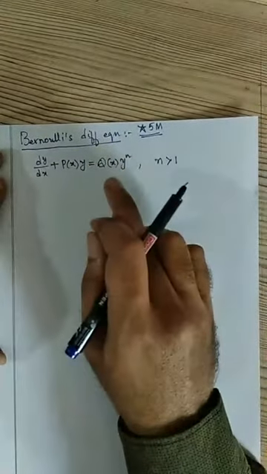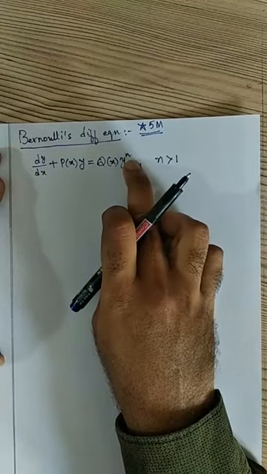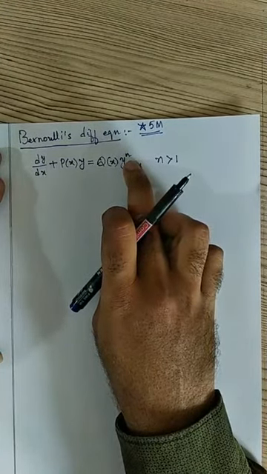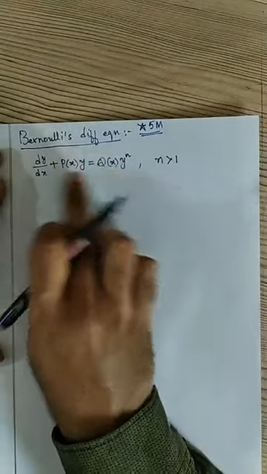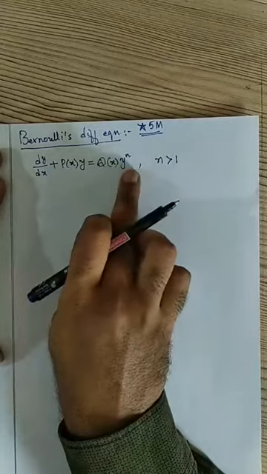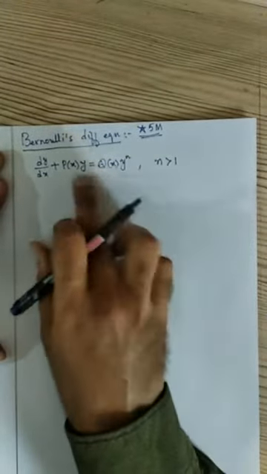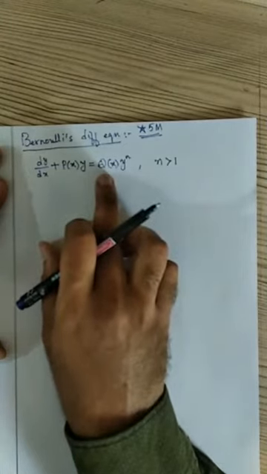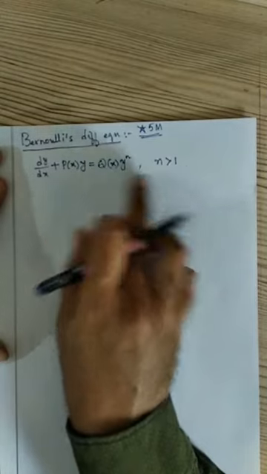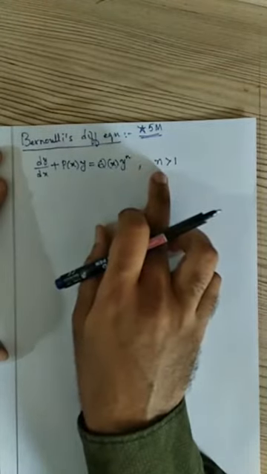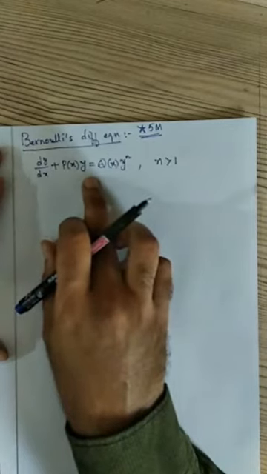So to make it a non-linear equation, n should not be 0, and if n is 1, then p into y and q into y, you can bring this term to this side and apply the variable separable method. So if n is 1, this equation will reduce to variable separable. If n is 0, this equation will reduce to linear equation. So that's why we are considering n greater than 1. Then only this equation is said to be Bernoulli's differential equation.